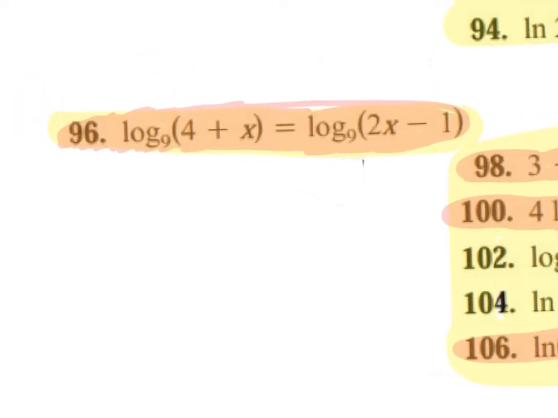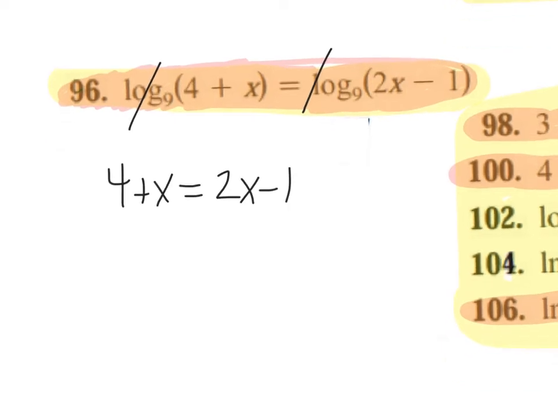What do you notice about the log on the left-hand side and the log on the right-hand side? They're the same. If you have 1 on the left and 1 on the right, what can we do? We can cancel out. So this just becomes 4 plus x equals 2x minus 1. If I solve this, basic algebra.